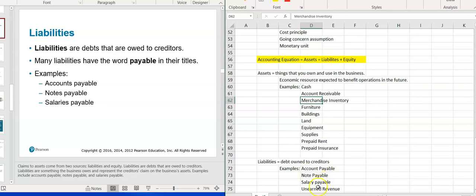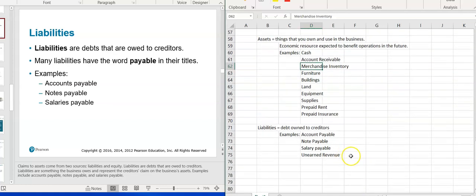Okay? Now, unearned revenue is also a liability that we'll talk about as we go through the next few chapters. It's a little bit different because you haven't actually borrowed money from people, but in this case, they've given you money before you performed a job for them or gave them the product that they bought. All right? So we can't recognize it as revenue. We still owe them something. So that's why it's a liability.